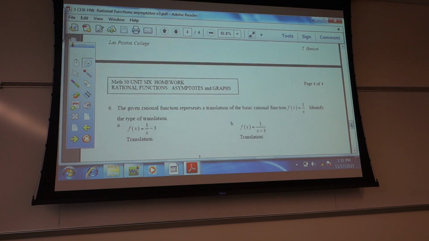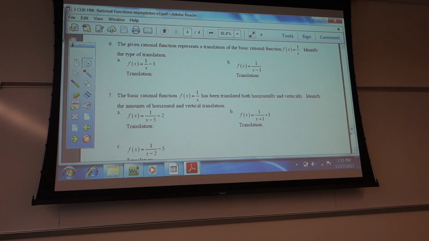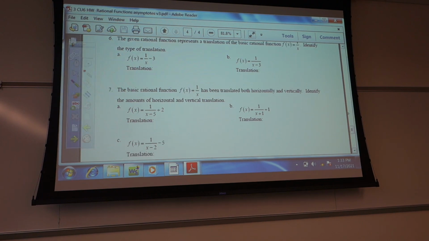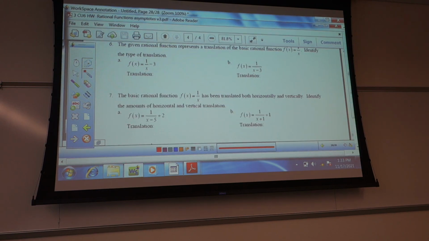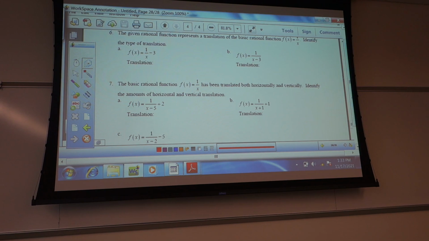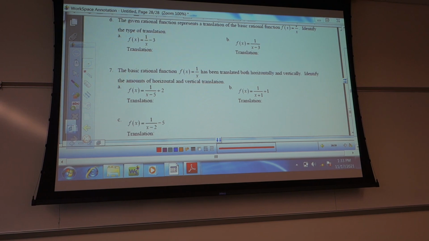Okay. Next page. So all you have to do is say how it's been translated: left or right, up or down, and how much. So I will give folks a couple minutes to do that one. Remember, left, right is the inside. Up, down is the outside.